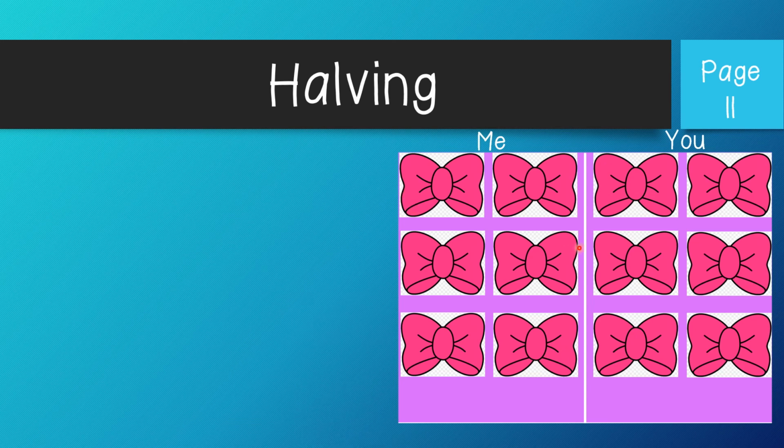So now we both have finished all the bows when we shared it, and let's count how many bows we each have. 1, 2, 3, 4, 5, 6. I have 6. 1, 2, 3, 4, 5, 6. And you have 6. So that's great, because now it means we both have equal amounts of bows. So we had 12, and now half of 12 is equal to 6.